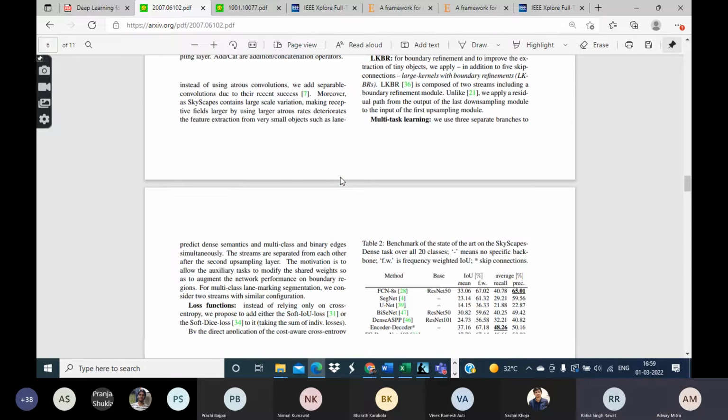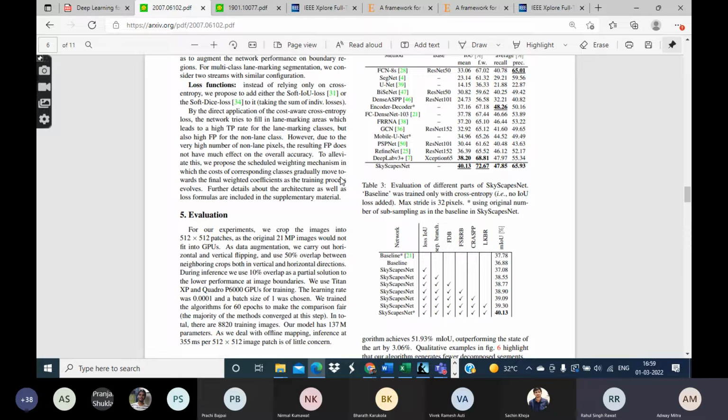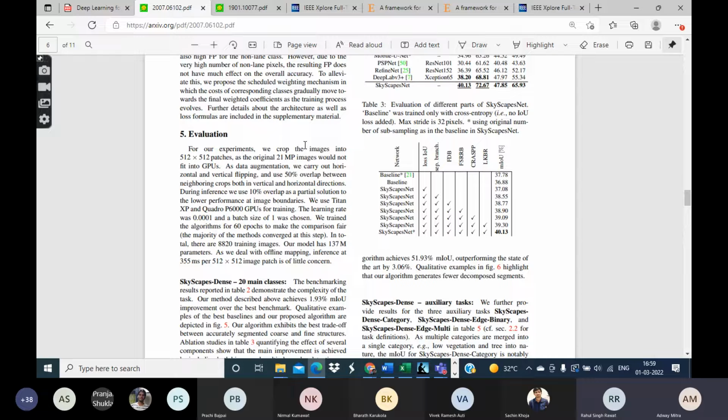Based on that, they also have some loss function. As should be obvious, this kind of network will have an exceedingly large number of parameters. In fact, they have written it here: this model has 137 million parameters. So you can understand how difficult it will be to train such a network.